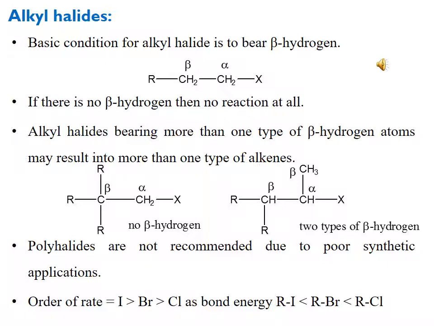In the second, one beta carbon is attached to the alpha carbon in the form of CH3 methyl, and the other beta carbon is directly attached to the alpha carbon and further attached to beta hydrogen and R groups. So here you can see there are two types of beta hydrogen. There can be a double bond between carbon and the methyl group, and there can be a double bond between carbon and the other beta hydrogen. So if the alkyl halide has more than one type of beta hydrogen, then there will be more than one type of olefin.